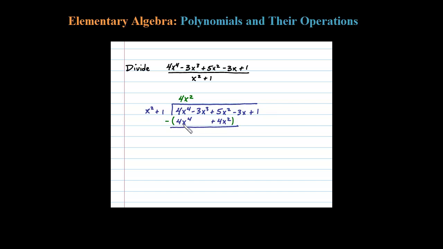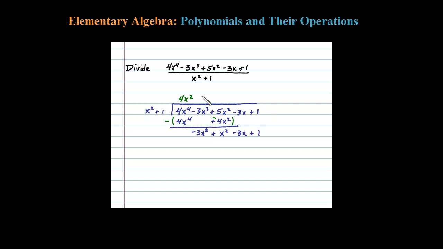So 4x to the fourth minus 4x to the fourth is 0. And when I distribute, this will become negative 5x squared minus 4x squared. Well, that's 1x squared. Okay, let's bring down the negative 3x to the third plus the 1x squared, and then continue bringing down these other terms, and then we're going to do it again.